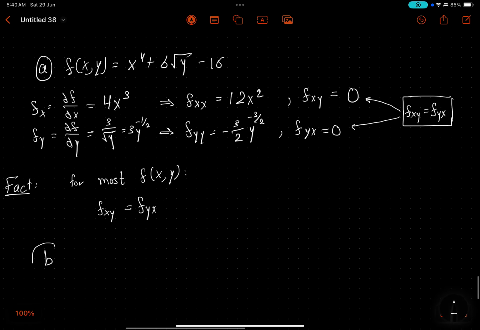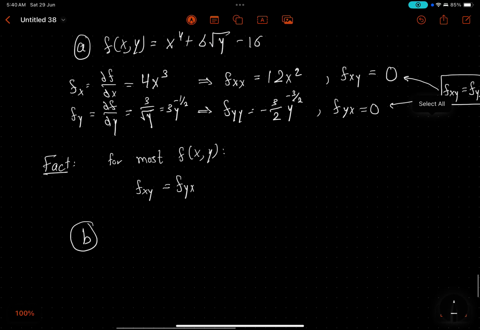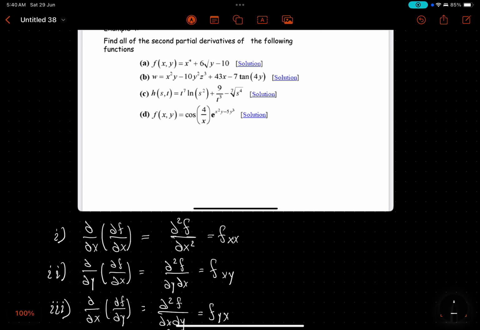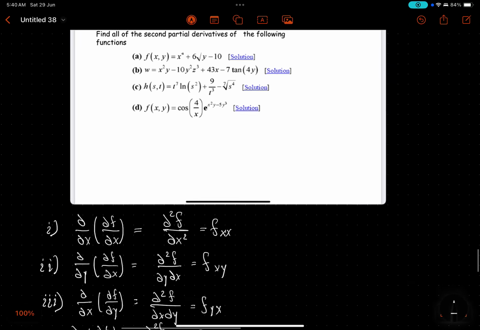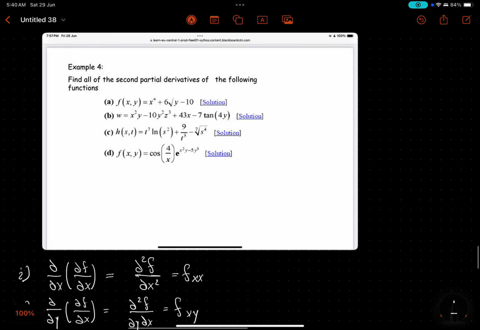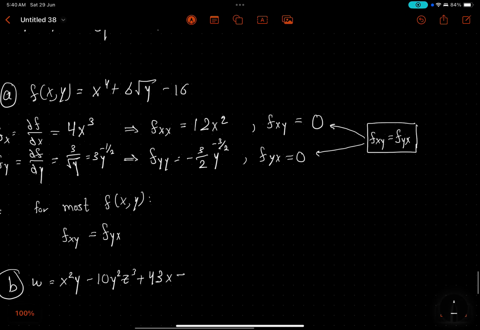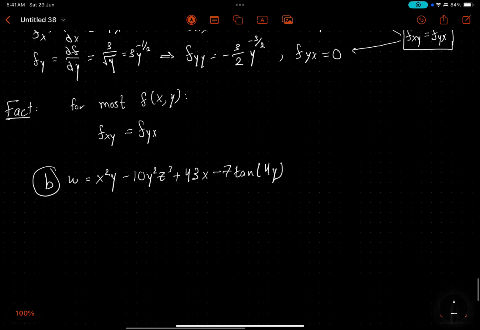Now let's solve the second example. We have w equals x squared y minus 10y squared z to the 3 plus 43x minus 7 tan 4y. Okay, so this is a function of 3 variables. So we're gonna try to evaluate.